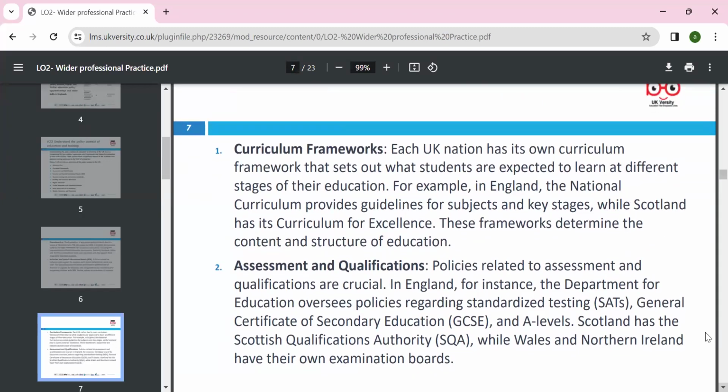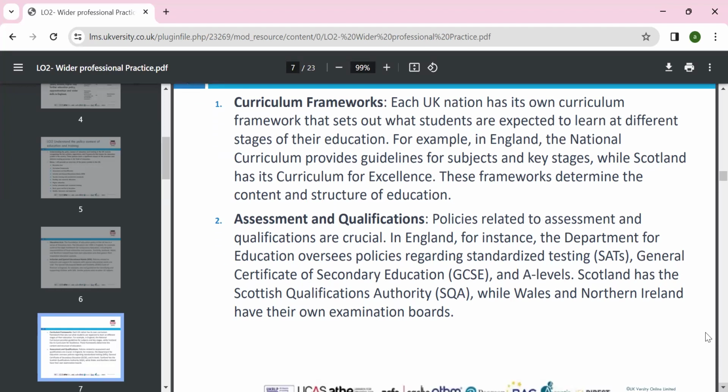Curriculum framework. Yes, each UK nation has its own curriculum, which we can look at in England, Wales, and Scotland. Those have different key stages and the Curriculum for Excellence, which we can embed in our assessment and assessment plan, and we can make it accordingly as well.